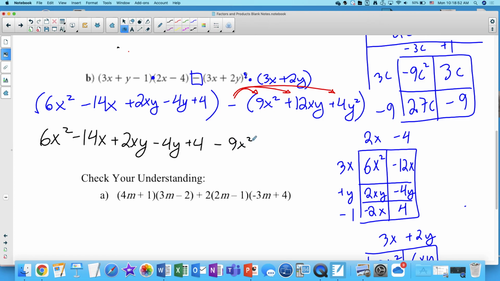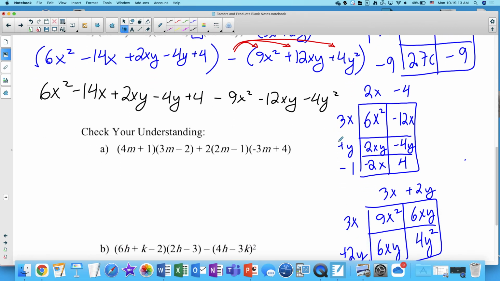Right? And now I can combine the like terms. And I believe there's only a couple. There's the x squared term and there's the xy term that are like. And the rest of them are all different. So 6x squared minus 9x squared is negative 3x squared. I don't have any other x terms. And then 2xy minus 12xy is minus 10xy. Don't have any other y terms, so minus 4y plus 4, and then minus 4y squared. Okay? It's a bit of a lengthy process.